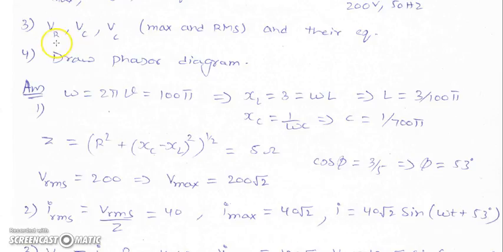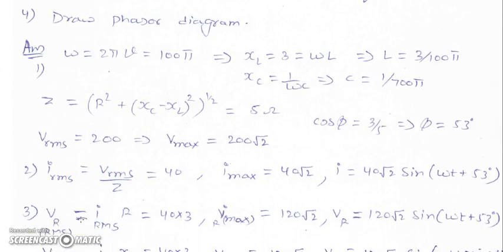In the next part, you have to find VR, VC, and VL maximum and their RMS values as well as their equations. So VR is, if Imax is found, VRMS is IRMS into R, as they are in series, they will have the same current, as 40. We get Vmax by multiplying by root 2, and the equation of VR.